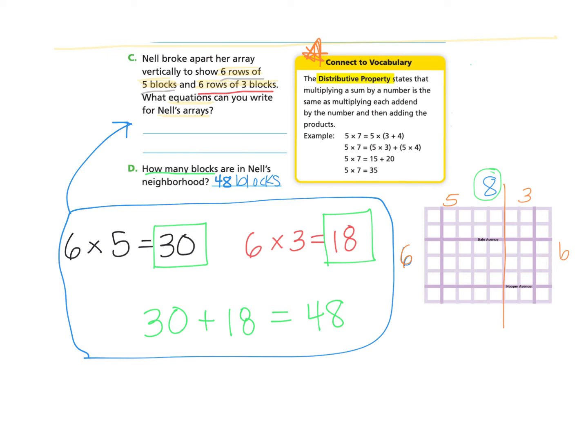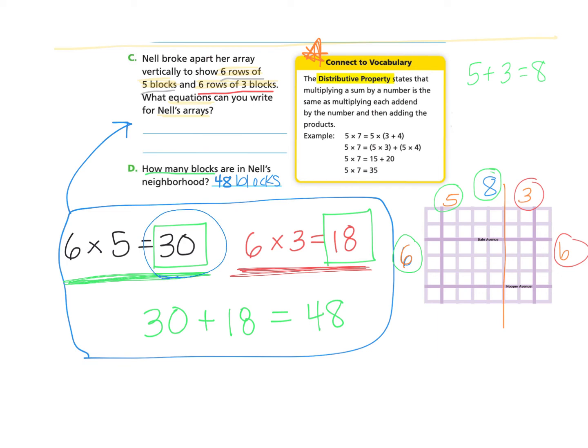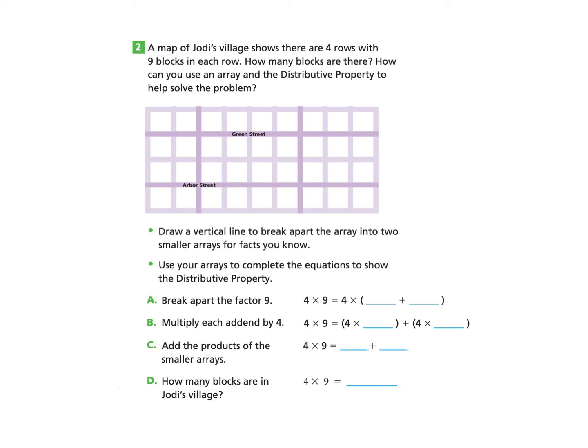We said we know that 5 plus 3 makes 8, and then we multiplied 6 and 5, and we found 30. And then we also multiplied, let's change colors here so you can see, 6 and 3, and we got 18. And so we found the information for both smaller arrays, but then we needed to add their products, the 6 by 5 and the 6 by 3, and we added those products here to get our total answer, which was 48. Let's take a look at page 89.